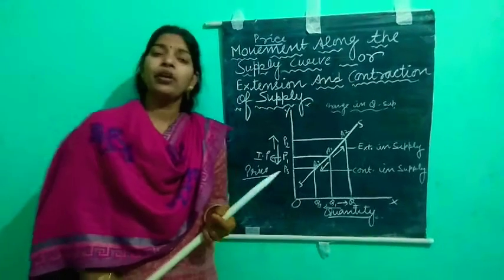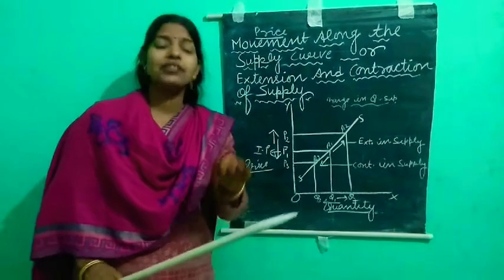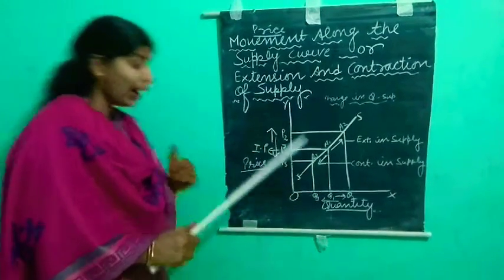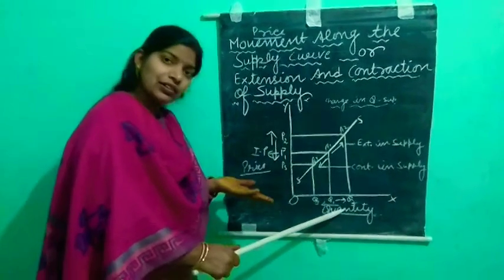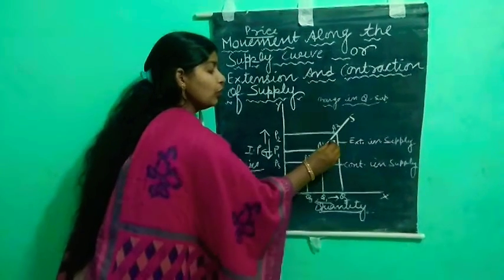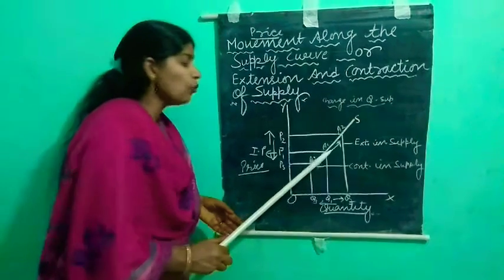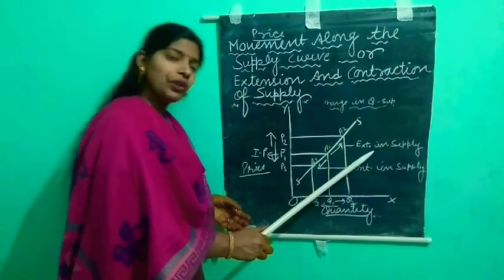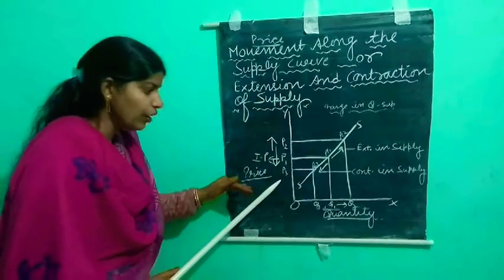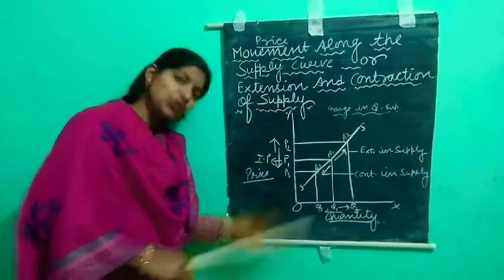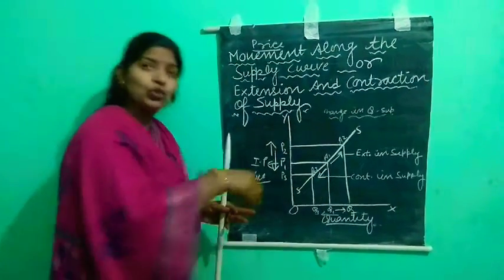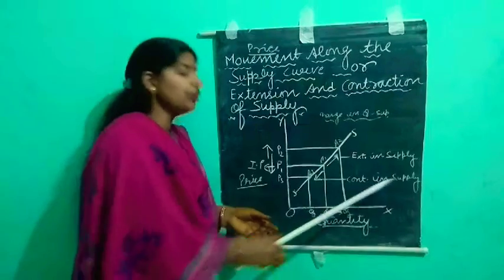It is known as contraction in supply. Very simple, children. You can listen again. Other things remaining the same, if price rises and quantity supplied also rises, you can see the upward sloping arrow going up. Then it is known as extension in supply. And if price falls and quantity supplied also falls, then the arrow, you can see, is downward sloping. This is known as contraction in supply.